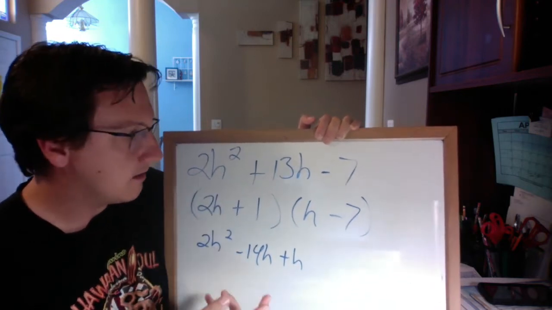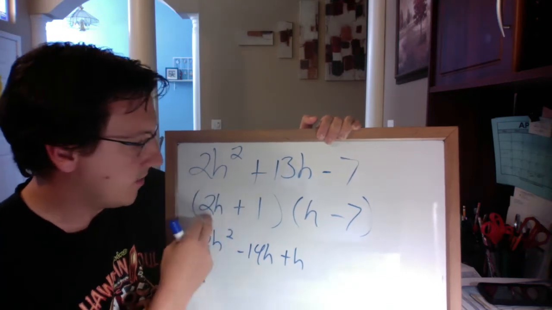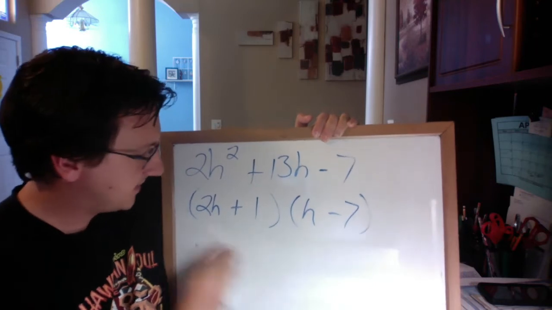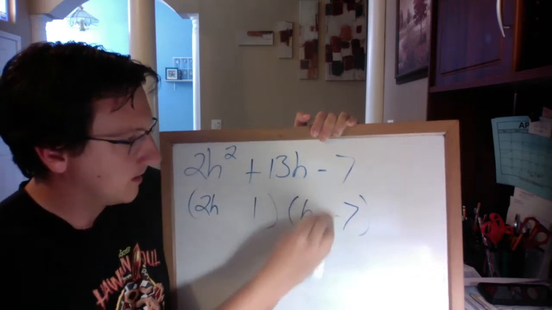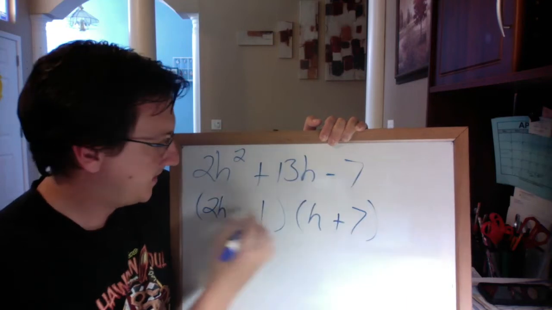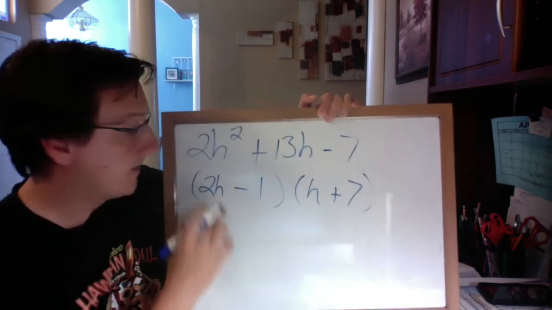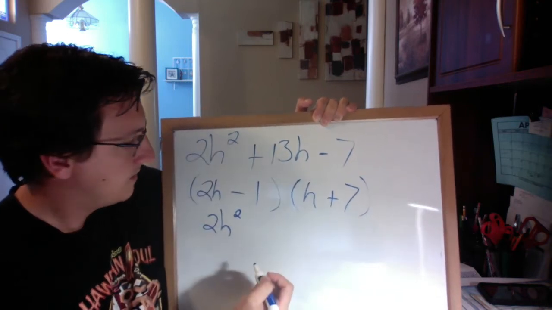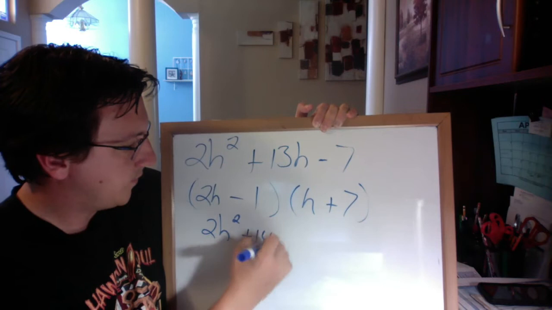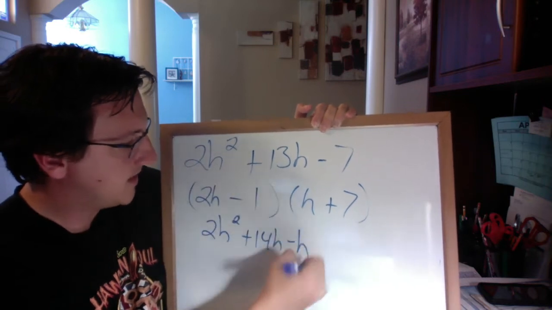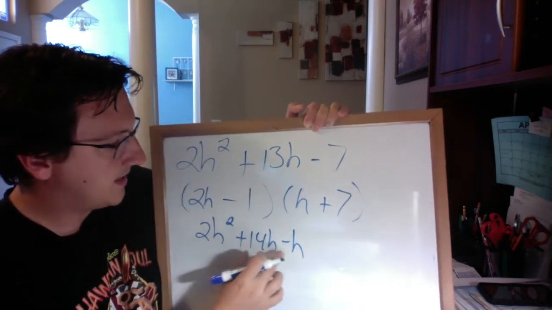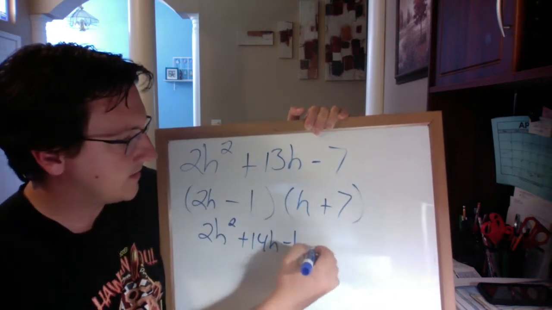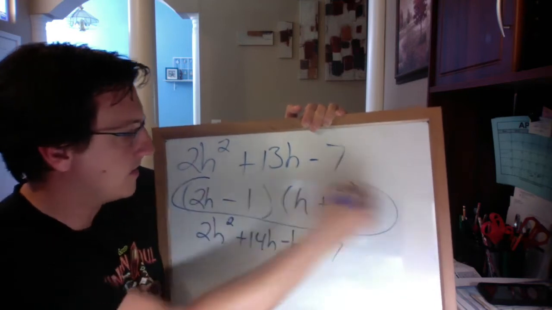So then I say, oh, well, maybe my coefficients are off, or something is off. So I'm going to change my sign because it looks like I'm going in the wrong direction. I'm going to make that a plus and that a minus. So let's try it one last time. 2h times h is 2h squared. 2h times 7 is positive 14h. Negative 1 times h is negative h. Stop, check. 14h minus h is positive 13h. And then negative 1 times positive 7 is minus 7. So now I know that that is correct.